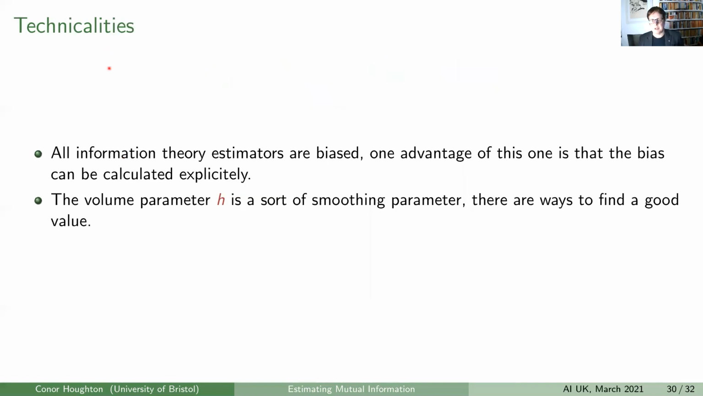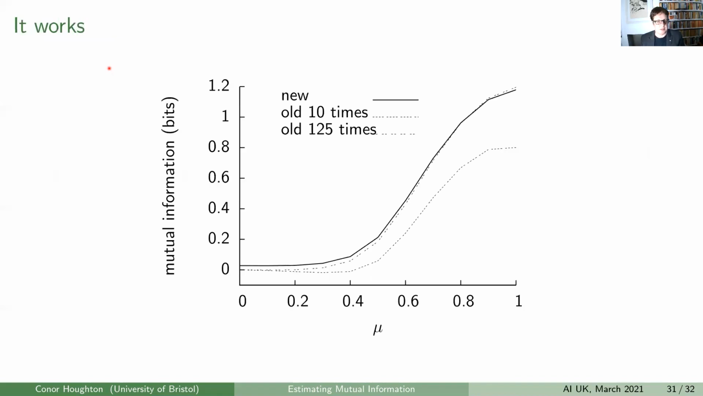A couple of technicalities. Estimators of mutual information are always biased, but one big advantage of this formula is you can actually work out the bias explicitly. I haven't shown it here, it's just some hypergeometric function, but you actually can correct for the bias explicitly. And second, you have to decide this smoothing parameter, this h, how large a region you're using. And well, there is a heuristic for finding h, so all is not lost as far as that's concerned.